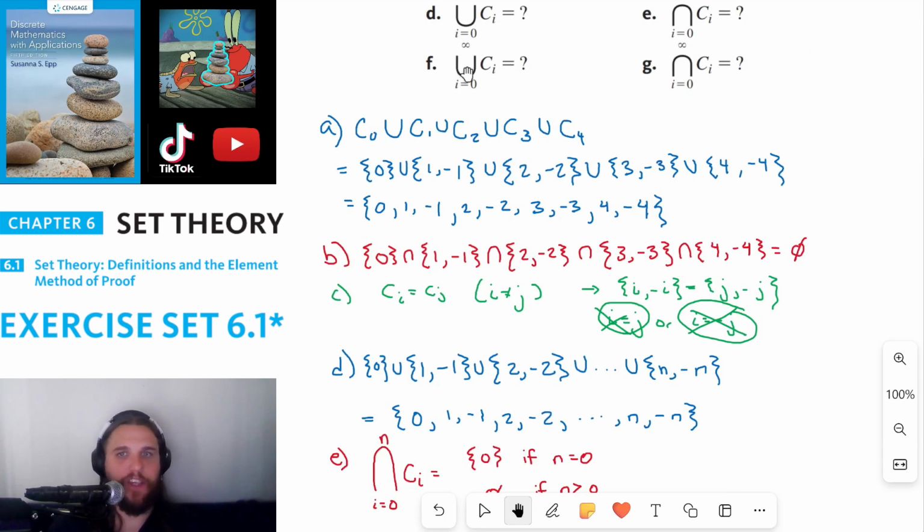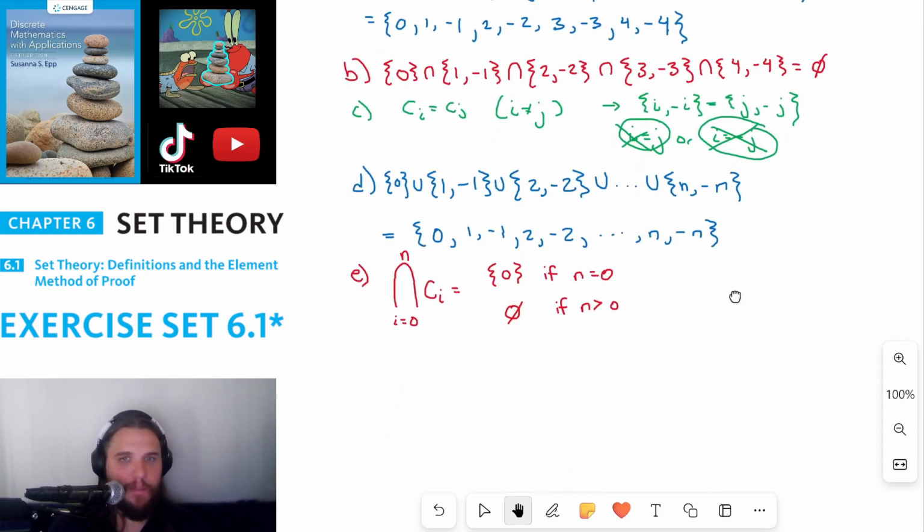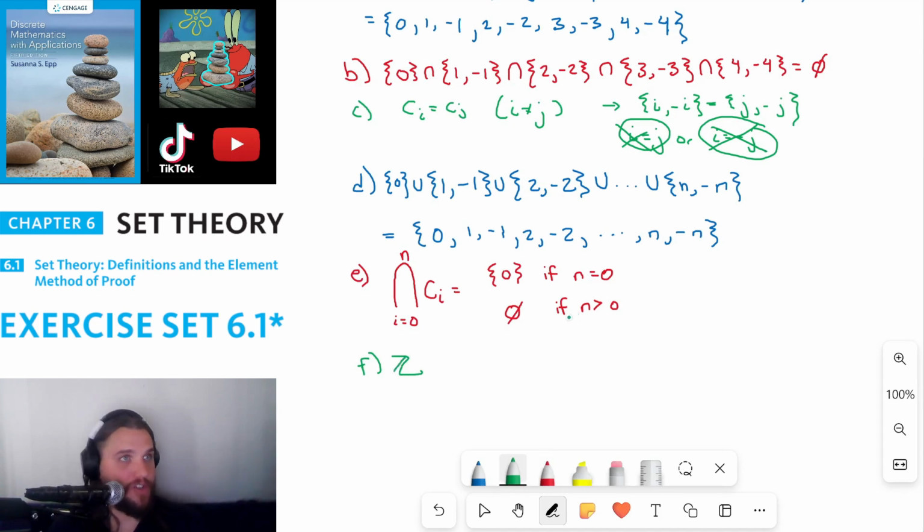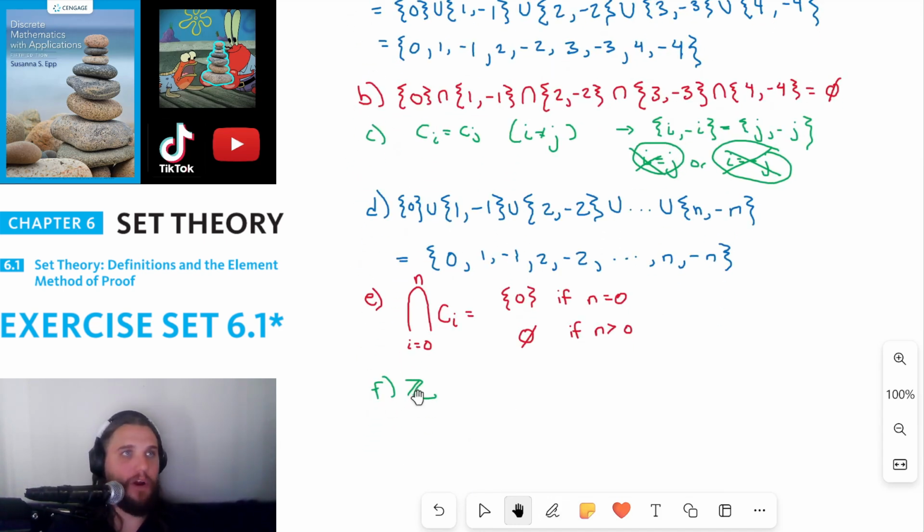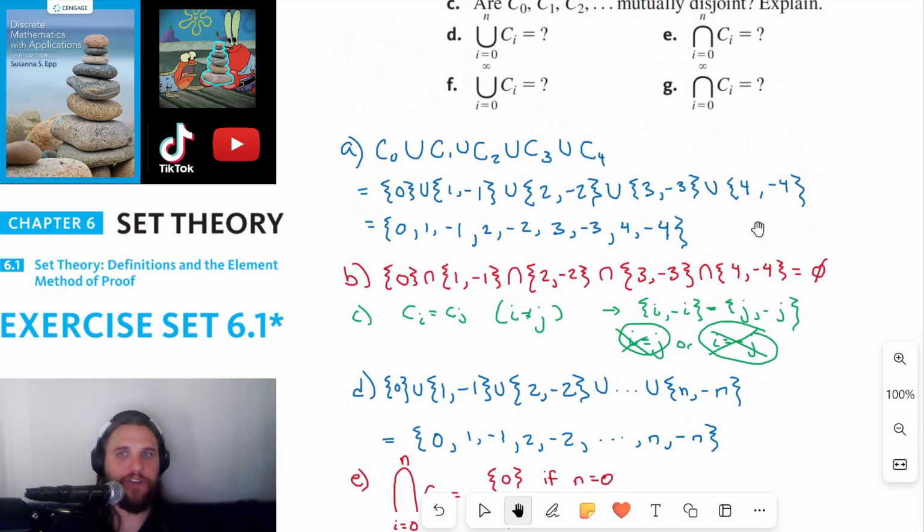Part F is the union from i equals 0 to infinity. Now we just have to imagine taking our answer from part D and we just keep going on forever. But if we were to keep going on forever, we would just get the set containing all of the integers. We would end up listing every single integer if we went on forever. So the answer to part F is the set containing the integers.